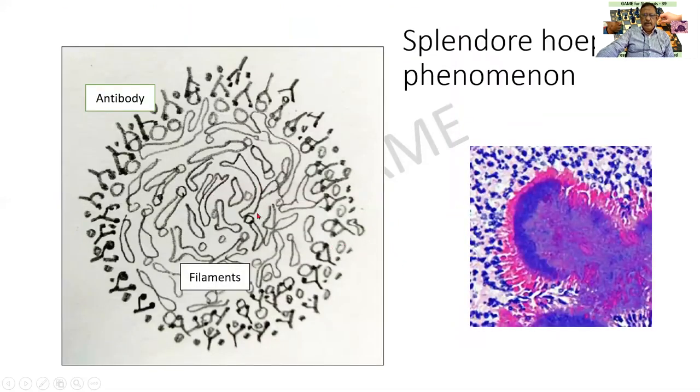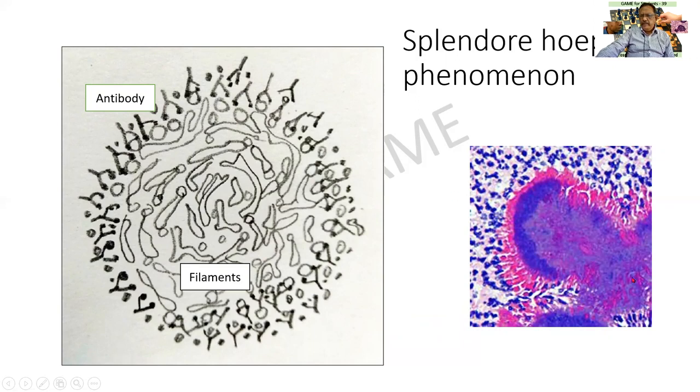A superb diagram over here. This is another tangled mass of fungal filaments. Towards the periphery, however, I am finding these Y-shaped structures which indicate the antibodies. It is diagrammatic and you people can have it in mind.